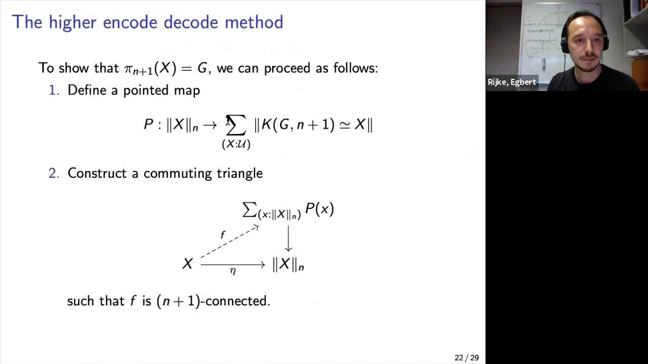So I suggest that this is a way to compute the higher homotopy groups of X, because now what can you do? You can define this P. P is like your encoding. It's not directly an encoding of the n+1 identity type of X, but it's going to help you to compute these homotopy groups, because we can define P into the subuniverse of K(G, n+1)s if we guess that the homotopy group of X is G. Then if we show that there's this commuting triangle and make sure that this f is n+1 connected, then we can apply the theorem and say, but then the n+1 homotopy group of X must be G. So that is the method that I am suggesting.